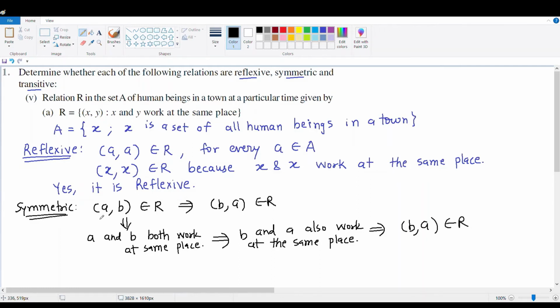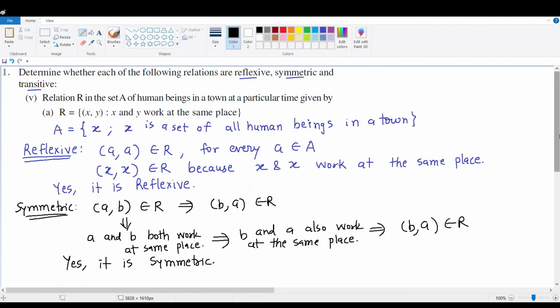So B, A belongs to R. We started with A, B belongs to R, and that means A and B were working at the same place. And if A and B work at the same place, then B and A work at the same place, and that means B, A belongs to R. So yes, it is a symmetric relation.